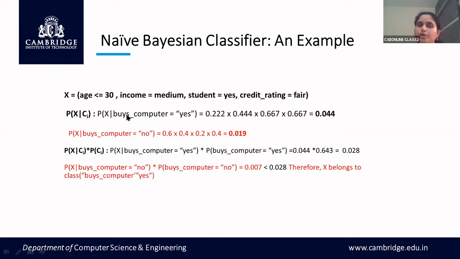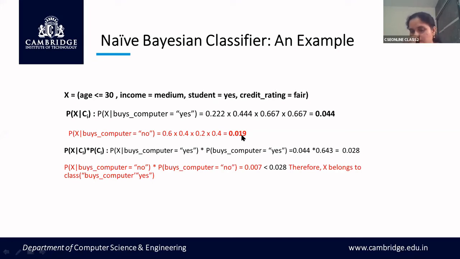Similarly, you will find out P of X given Ci where the class label is no. So what is the maximum likelihood of age, maximum likelihood of income, maximum likelihood of student, and maximum likelihood of credit rating when your class label was no? You have individual probabilities which are nothing but likelihoods, and totally you have found the probability of X with respect to Ci when the class label is no. So this is the prior probability when class label is yes, and the prior probability when class label is no.